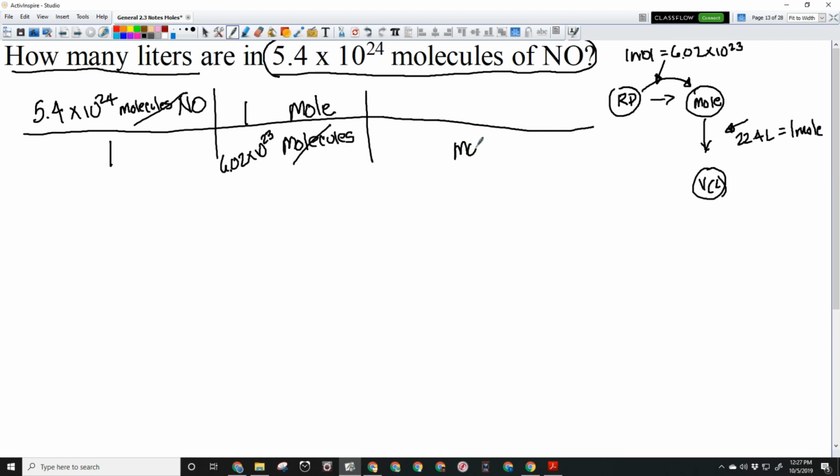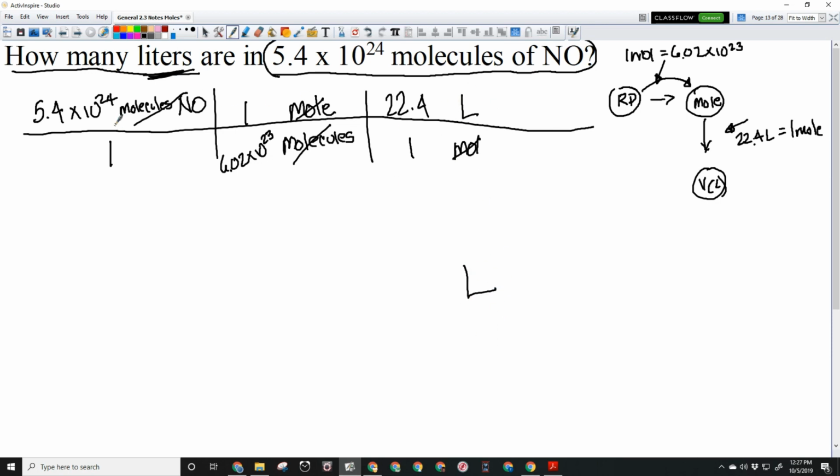So now we're in moles. What do I want to get rid of? Moles. So I'm going to set it up to cancel. I'm going to go from moles to volume, which is liters. See, it's asking for liters. Okay, so 1 mole is equal to 22.4 liters. Cancel what I can cancel, so I'm left with liters. That's what I want for my answer.